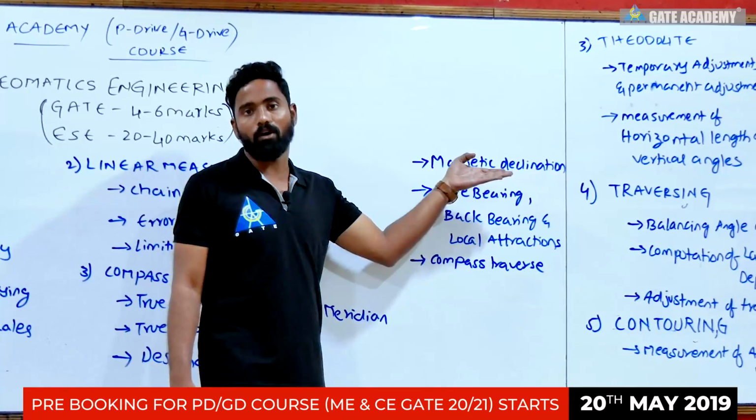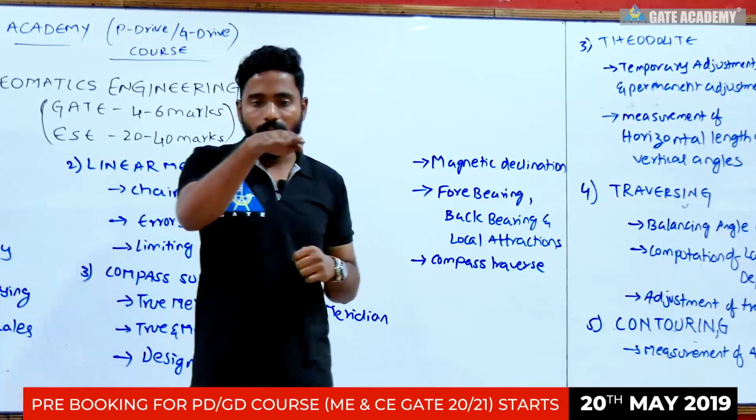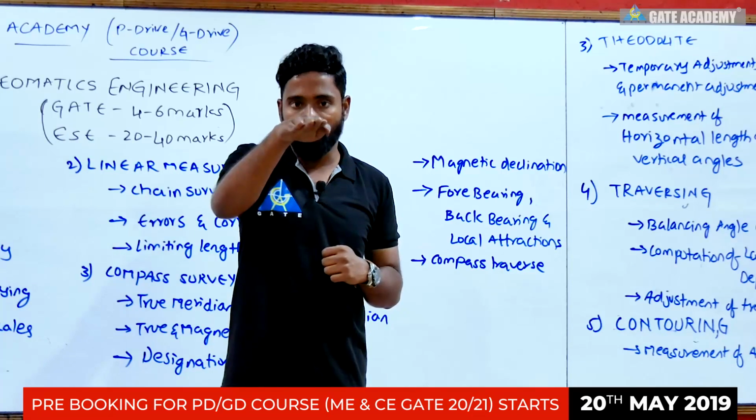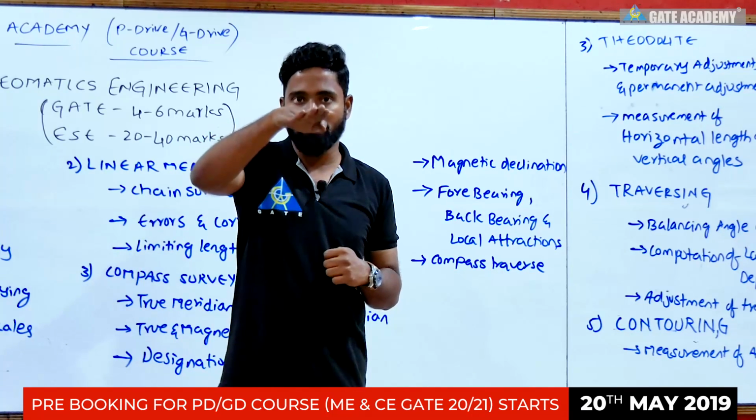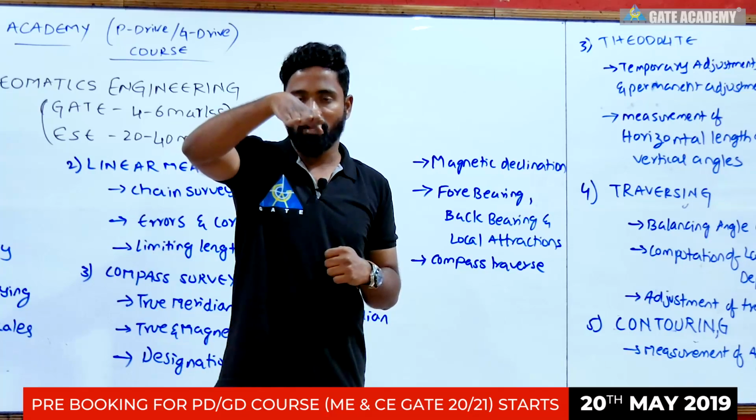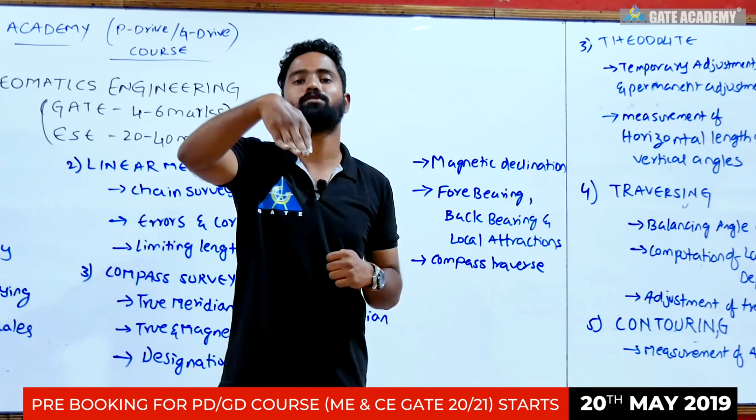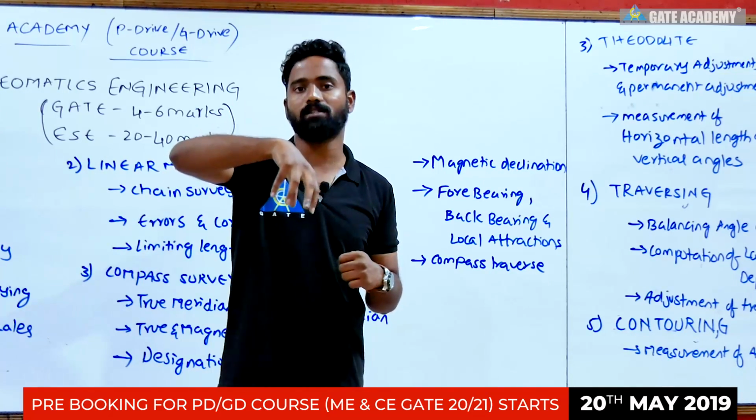And there is one more thing called dip. Dip is, instead of the needle being horizontal, it moves like this, that means the vertical angle. So, there is some dip over here, that is also because of the magnetic flux in this region, that is called dip.